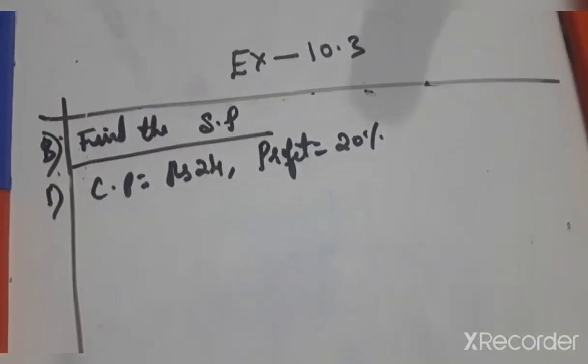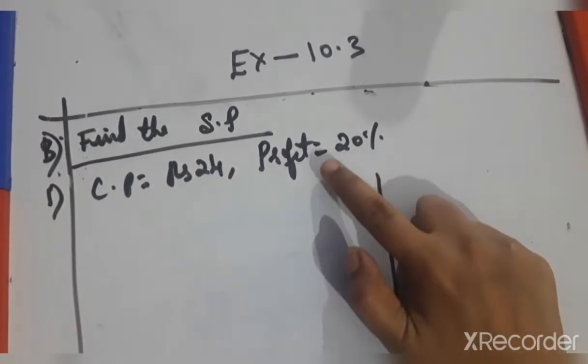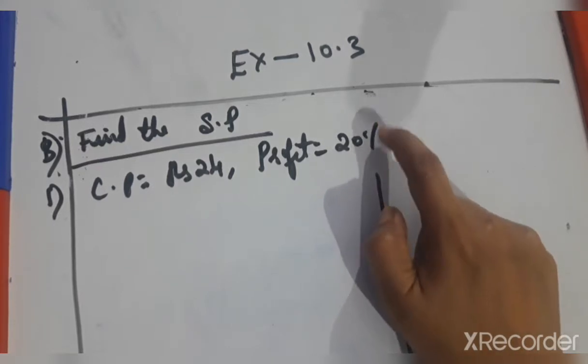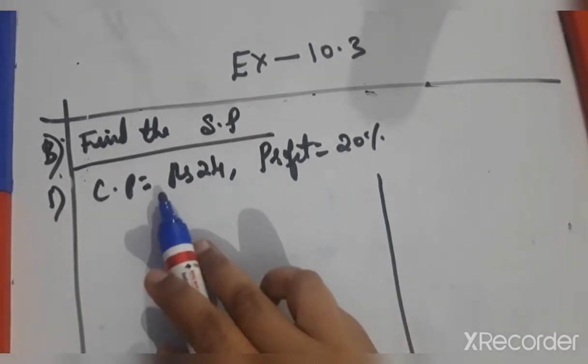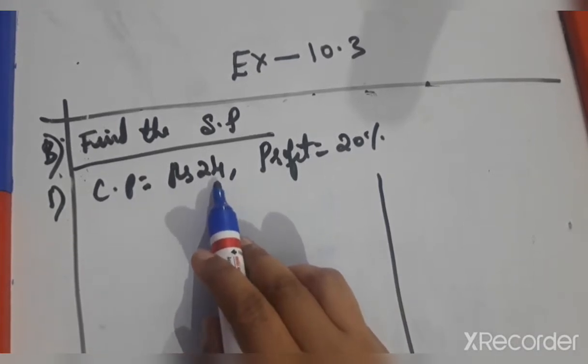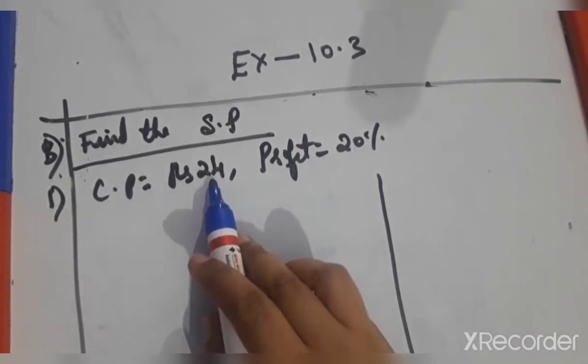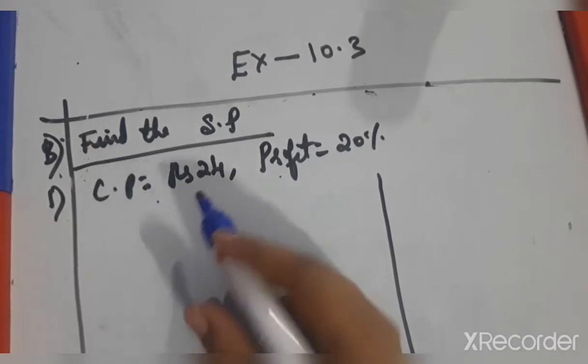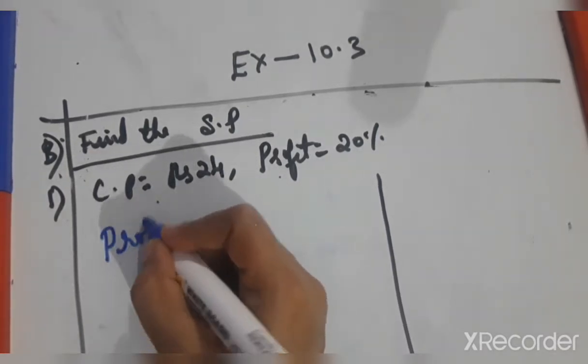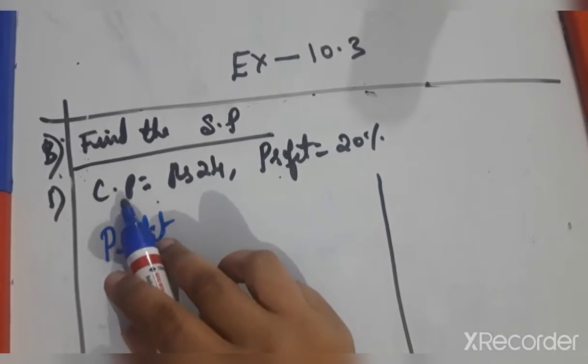Next is B main. Find the selling price. Cost price is 24 and profit is 20%. So here it is the percentage of profit, 20 percentage. This is not a profit amount. The percentage symbol is given, which means there is a percentage of profit, not profit amount. So first we have to find profit. How to calculate profit? If selling price is given, it is easy: selling price minus cost price is profit. But only cost price and percentage of profit are given in the question. So how to find? Profit or loss percentage is always calculated on cost price.